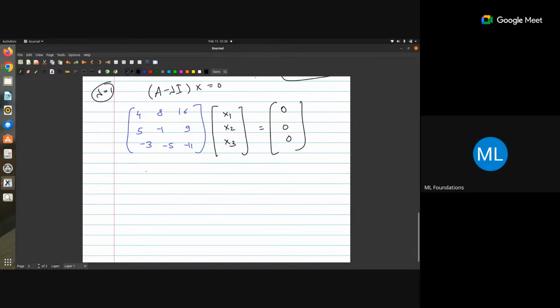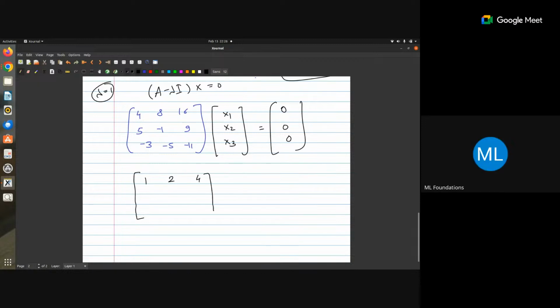Okay, so what is the next step? You just make it a Gaussian elimination method, right? You can use that. So I'll just make the first row 1, so first element as 1. So it will be 1, 2, 4.